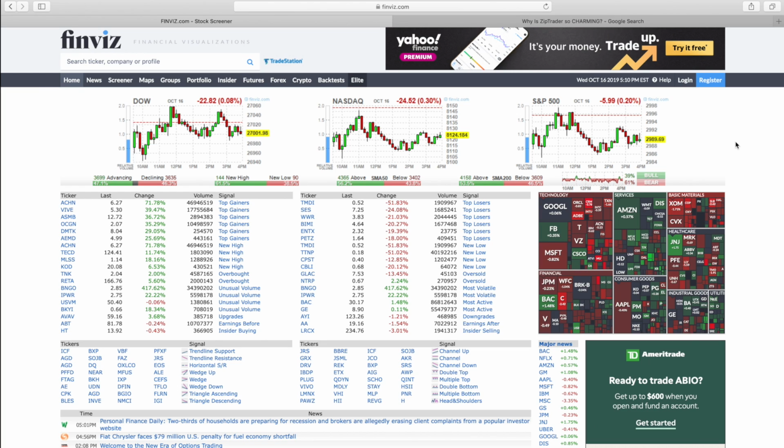And these three charts give you an idea of what the overall market's doing. We can see where the direction is, right? Is it flat? Is it going down? Looks like it's slightly going down.